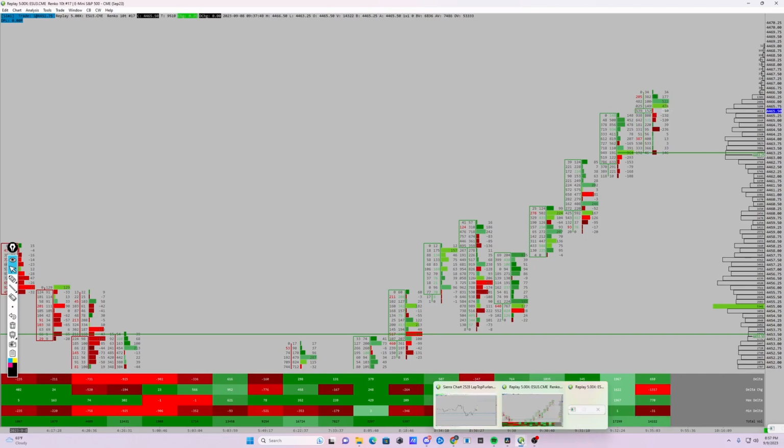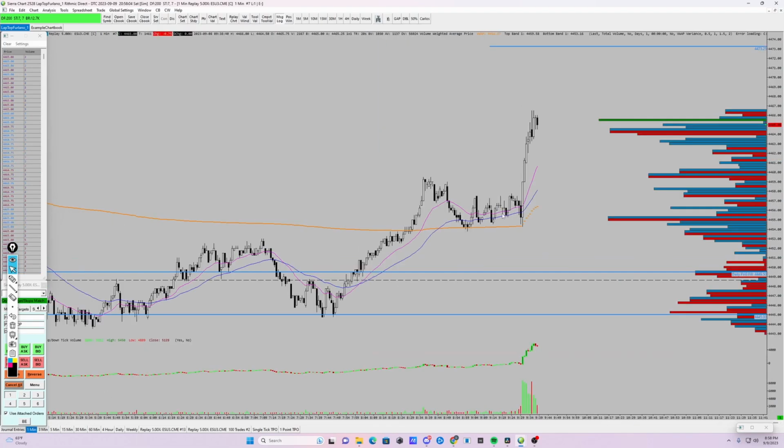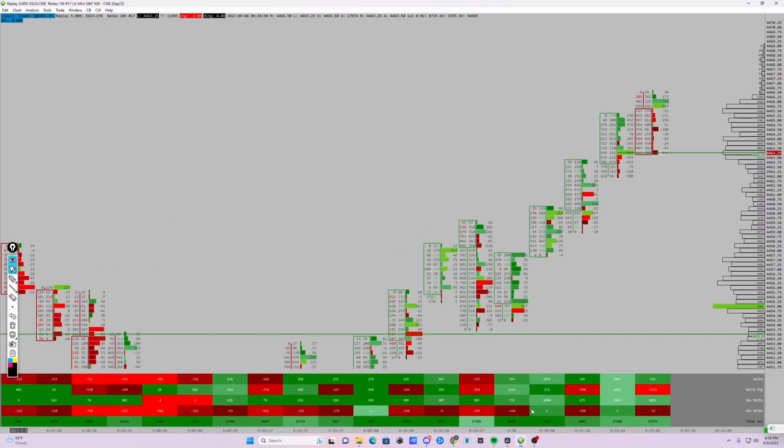Let's just reference our other charts here for a sec. 1 minute chart is pushing up. Or sorry, 5-minute chart is pushing up, we're going for this high right here. 1-minute chart is on a pretty good tear as well. And we'll flip back into the Renkos.